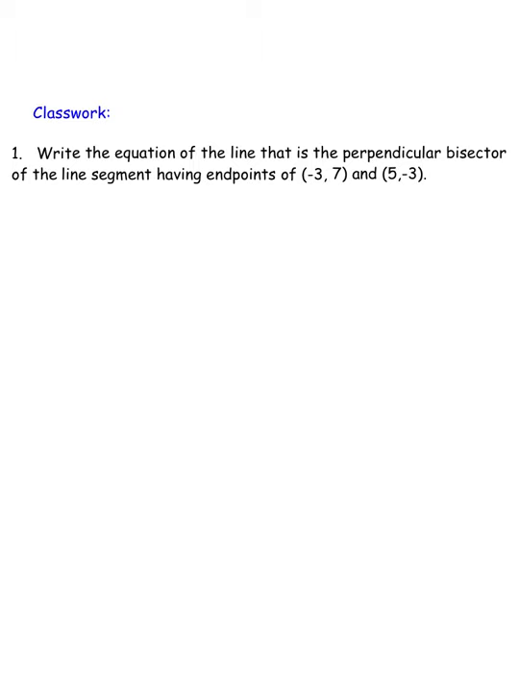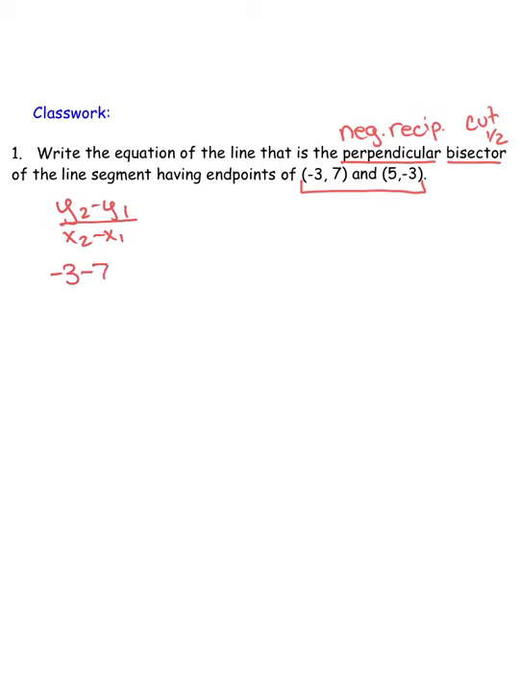So if we look at the first question, it says write an equation of a line that is the perpendicular bisector. So here I'm thinking negative reciprocal slope, and bisector means cut in half. So the first thing I need is my slope. My slope is y2 minus y1 over x2 minus x1. If I plug in my values, negative 3 minus 7 over 5 minus negative 3. Negative 10 over 8, which is negative 5 over 4, if I reduce it.